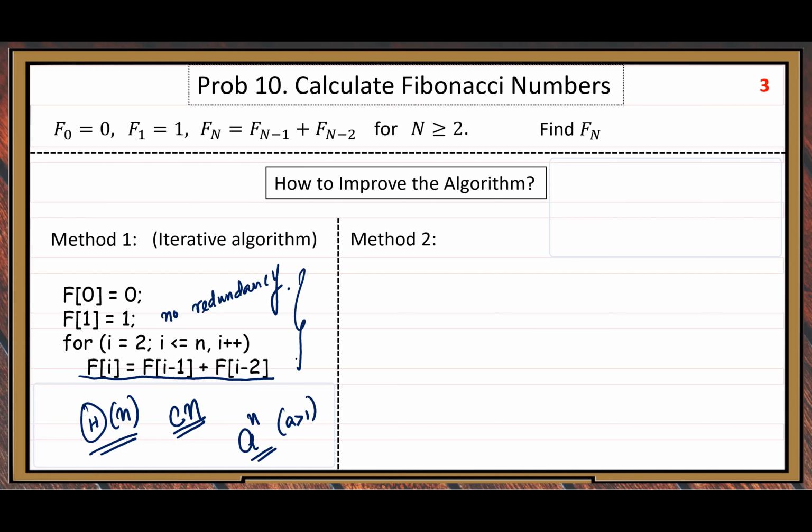Second method: we keep that recursive algorithm, but we do some modification. If we can avoid redundant computation, we can still keep that recursive algorithm. You may wonder why we still keep the recursive algorithm. We know the recursion idea is very powerful. Sometimes we need the power of recursion.